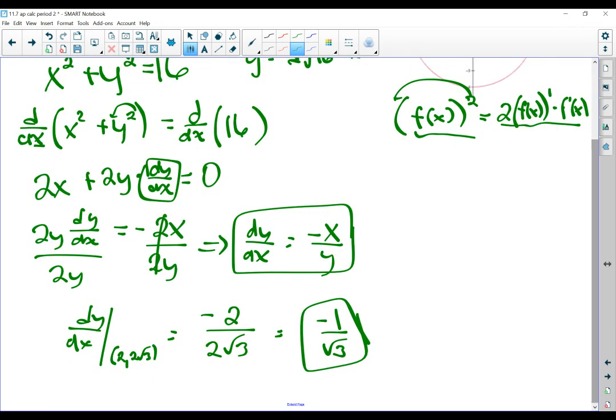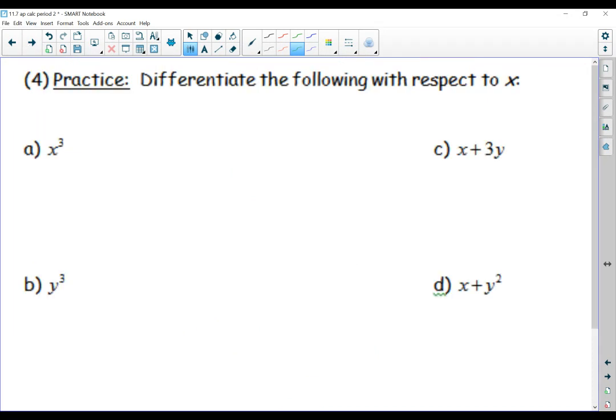Okay, so let's do a couple more practice. So here are just some expressions, and all I want you to do is pause me and differentiate the following with respect to x. When you take the derivative of each of these pieces, if it's not an x, it's considered a function of x. So go ahead and pause me and find the derivative with respect to x for each of these terms.